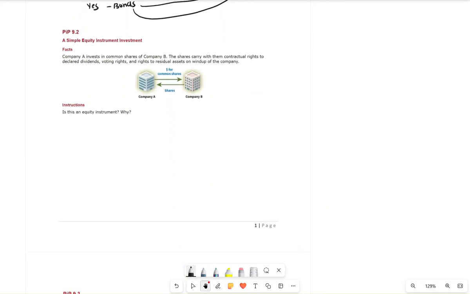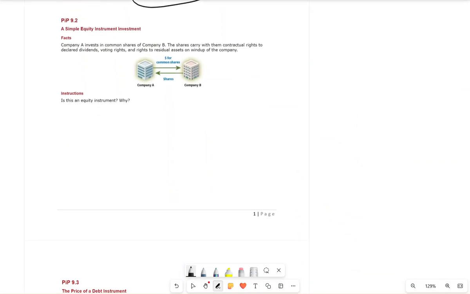Let's go further and see if we can pinpoint what the next investment is. They told you at the top it is an equity investment, but we need to learn why. It says company A invests in common shares of company B. So company A is purchasing shares of company B. If it's a share investment, it falls under equity. Is this an equity investment? Yes, it is.